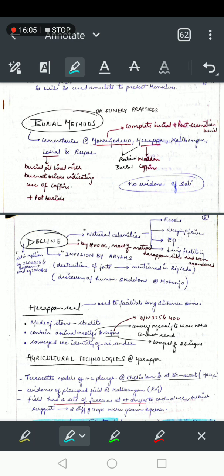Wooden coffins were found at the location Harappa. Then in Lothal, there was a burial pit which was lined with burnt bricks, meaning this coffin was made up of burnt bricks. Then pot burials also. One point to be noted is that there was no evidence of sati in the Harappan civilization.